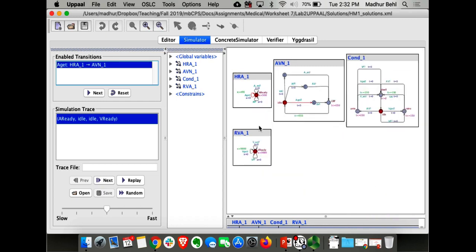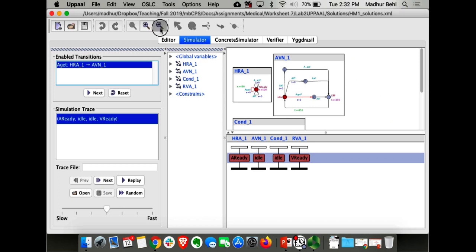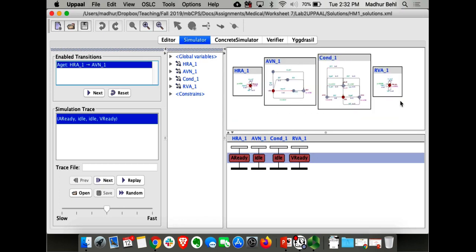And so this is my heart model. We have a high right atrium, which talks to the AV node, which talks to a conduction path, and then that talks to a right ventricular apex. So this is my NNPN model in Uppaal.